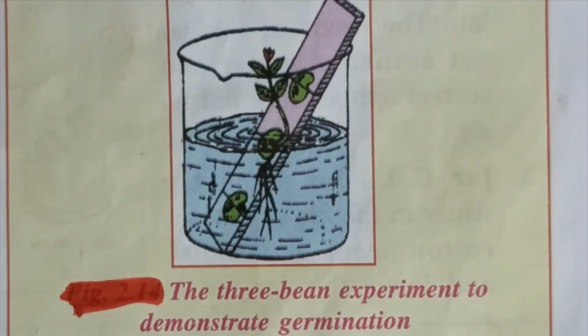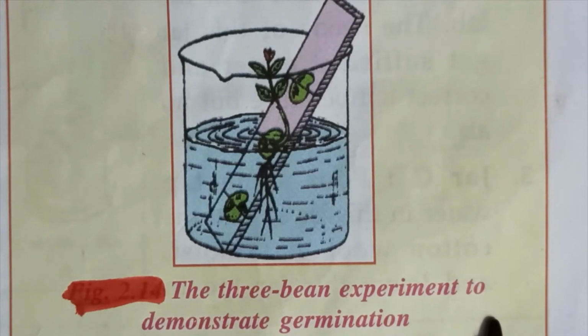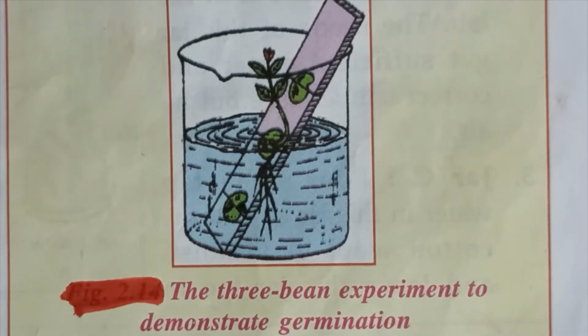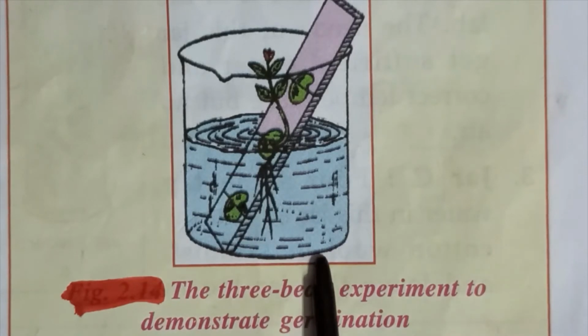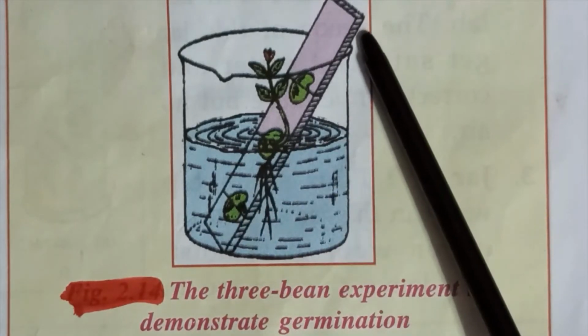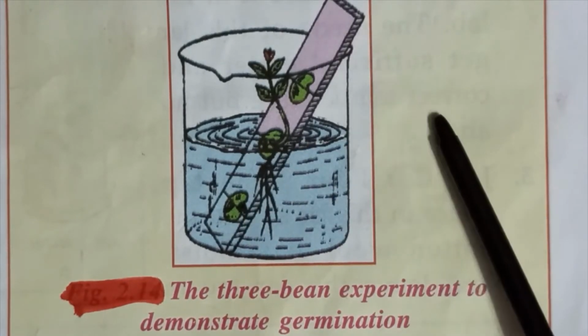Now I am going to demonstrate the 3 bean experiment. This experiment is to demonstrate the conditions necessary for germination. For this you have to take a beaker filled half with water and take a glass slide, and you need 3 bean seeds.